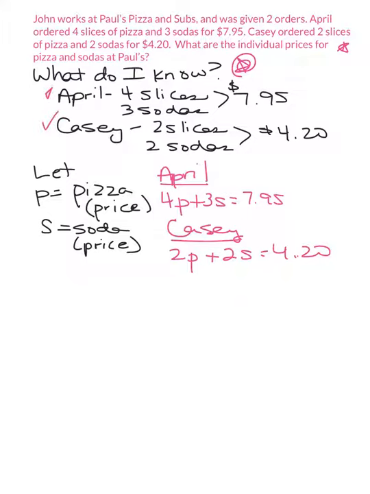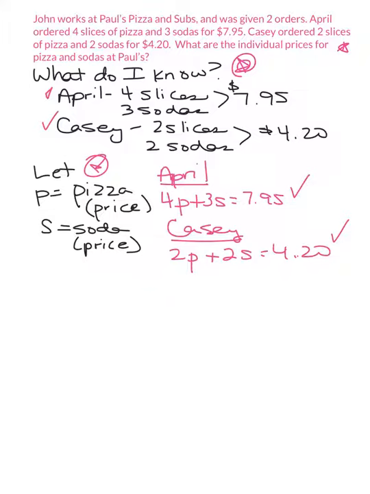So what I have here is 2 separate equations. I also need to identify what each variable is going to stand for. P is going to equal the price per pizza, and S is going to equal the price per soda. So here is April's equation, and here is Casey's equation. So I have 2 variables and 2 equations, so it's a linear system.